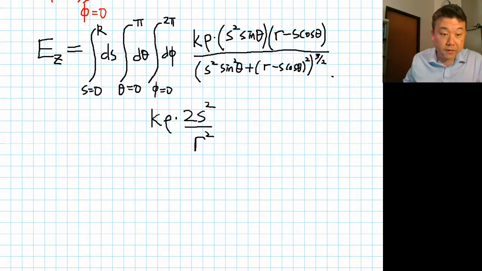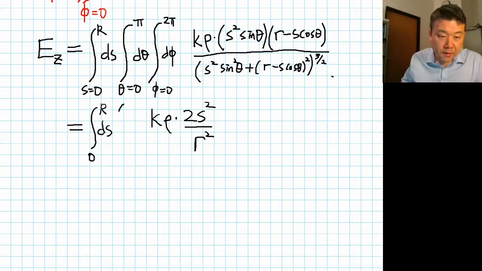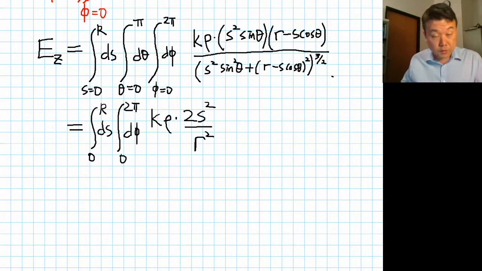Let me write down the remaining integrals. I still have the ds integral going from 0 to r. I still have the phi integral going from 0 to 2 pi. And you know what? The rest of this integral seems doable. For phi, this expression does not depend on phi, so it just works out to be multiplying by 2 pi. The integral with respect to s, well, s squared, I know how to integrate that.